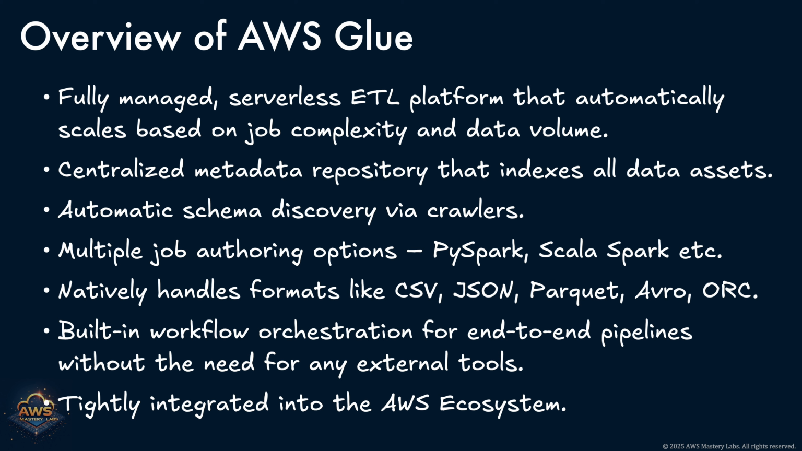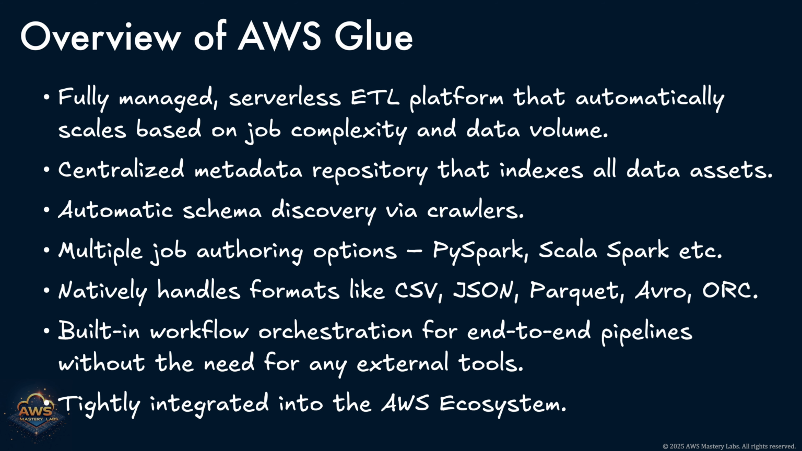One of Glue's most powerful features is the Glue data catalog. Think of it as a unified metadata repository that indexes all your data, whether it's in S3, Redshift, RDS, or elsewhere. It integrates seamlessly with services like Athena, Redshift Spectrum, and Lake Formation to provide consistent, discoverable access to your data. With crawlers, you can automate schema discovery. Just point a crawler at a data source, and Glue will infer the schema, create or update your catalog, and handle schema changes over time. This is especially useful when working with semi-structured formats like JSON or Parquet.